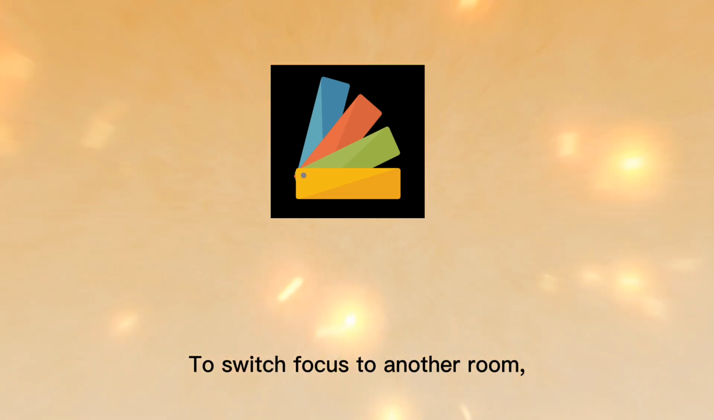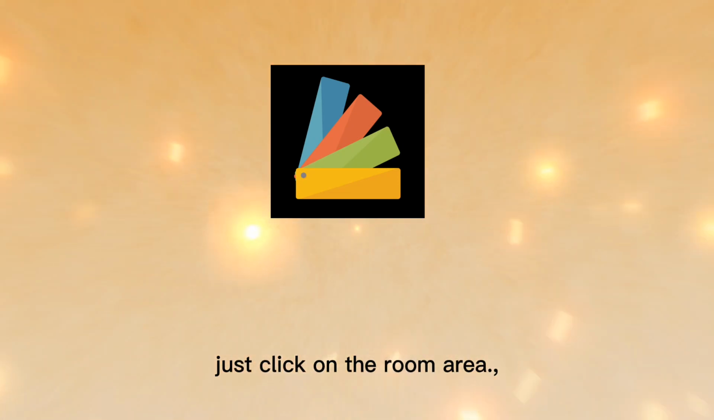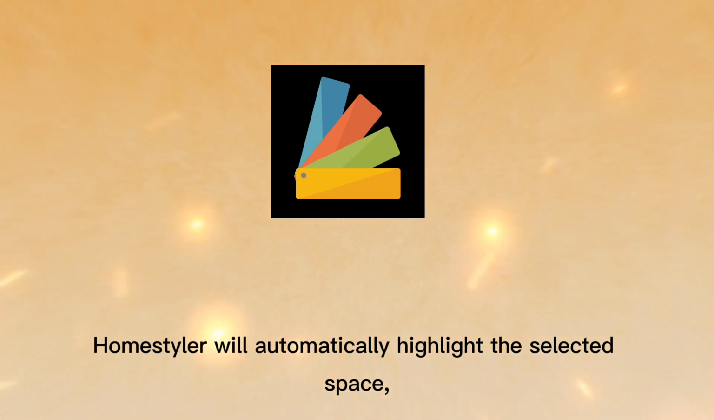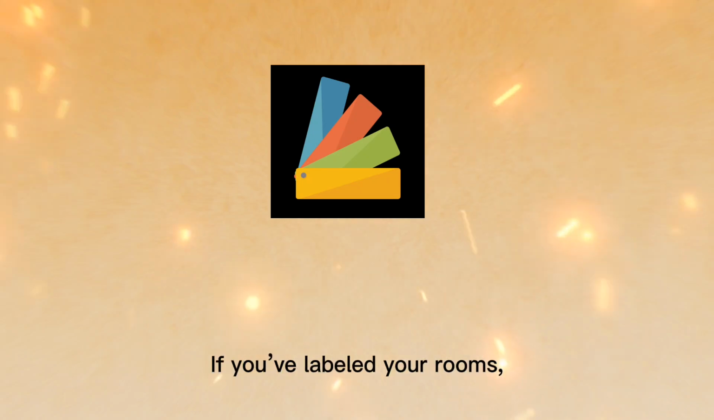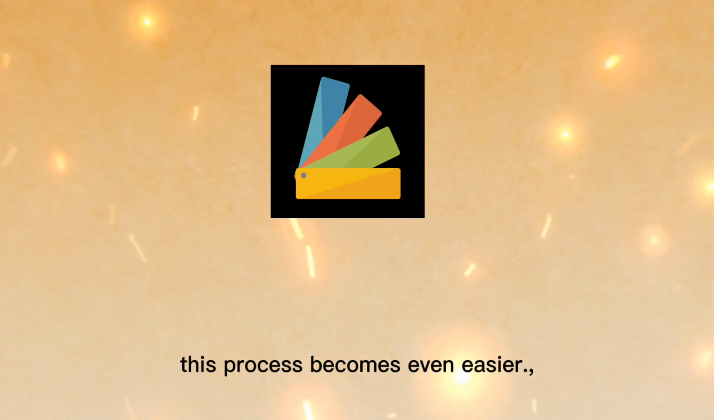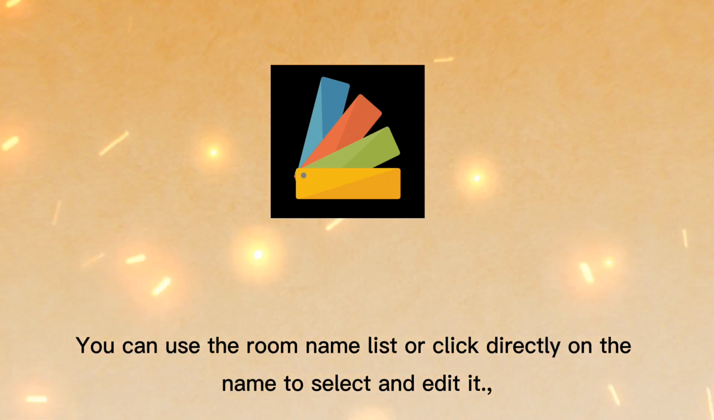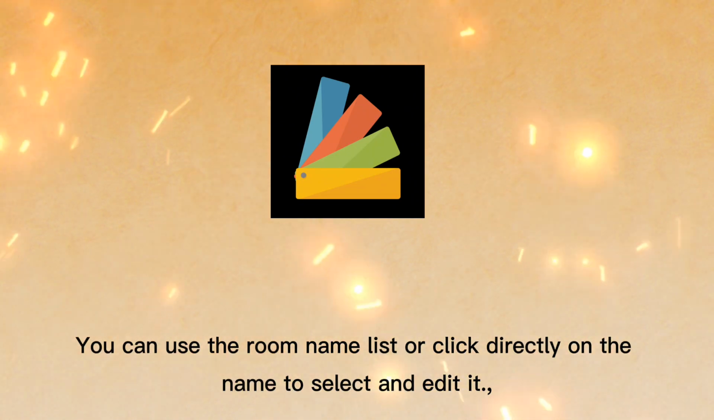To switch focus to another room, just click on the room area. Homestyler will automatically highlight the selected space, and its properties will load on the right panel. If you've labeled your rooms, this process becomes even easier. You can use the room name list or click directly on the name to select and edit it.